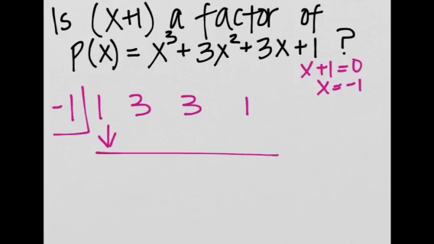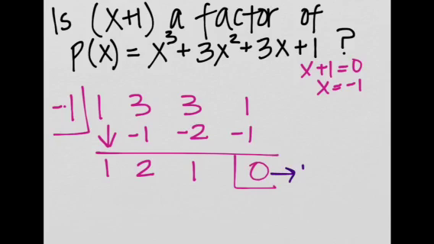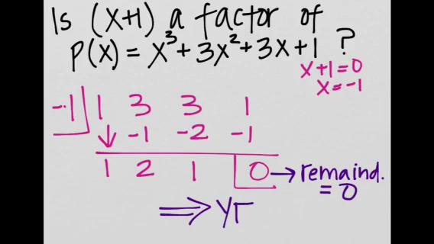So using the process of synthetic division that we just went over, I'm going to bring down the 1. Negative 1 times 1 is negative 1. 3 minus 1 is 2. Then I get negative 2 up here. I get 1. Negative 1 times 1 is negative 1. And I end up with, because remember this last number is my remainder, I end up with a remainder equal to 0. So if the remainder is equal to 0, then I can say, yes, x plus 1 is a factor of the polynomial.